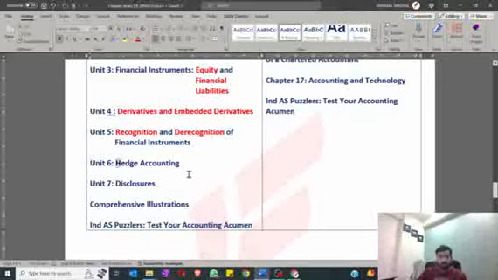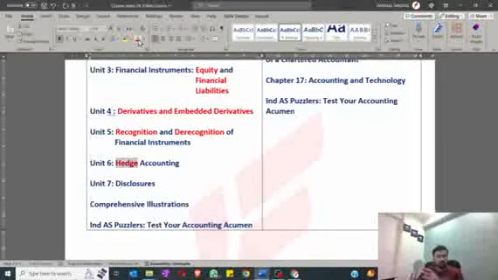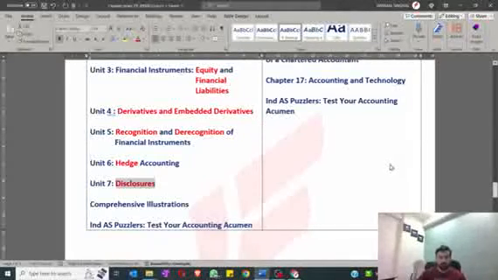Next topic is about hedge accounting. When we are hedging something, it means we are covering our risk. So we'll be studying something about that. The last topic here is disclosures. Disclosures about the financial instruments in our books.